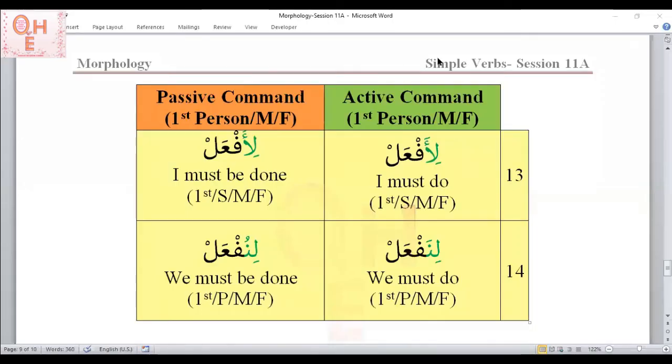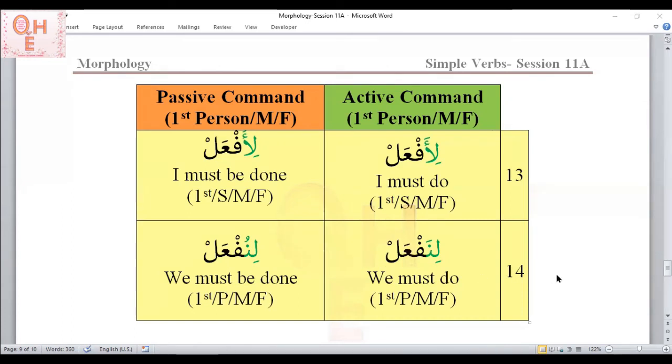Now let's look into the first person conjugations. For the first person, like the third person, the lam kasra li and the prefixes will exist. So for the first person singular, it is li af'al. For the plural, li naf'al. For the passive, li uf'al. For the plural, li nuf'al.